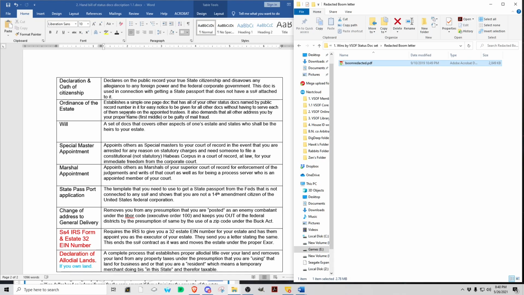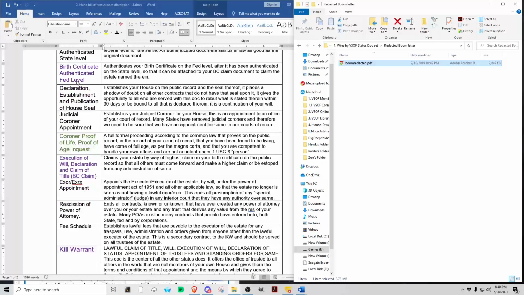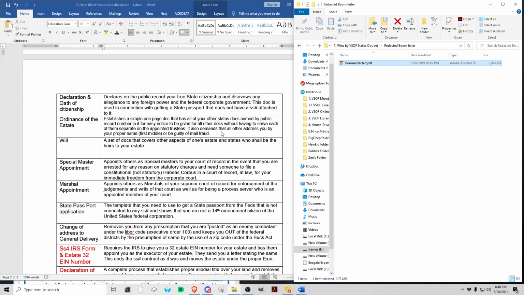Ordinance of the Estate. All this is, and I don't fill this out for people, but what I do is just give it to them and say, look, once you get all your status docs done, you get a public record number for each one of these other things above it. You put all the public record numbers into the Ordinance of the Estate, and then go file the Ordinance of the Estate on the public record. And then you can use that as basically a 2-page document to put on notice anyone who you want to put on notice of, and basically serve.